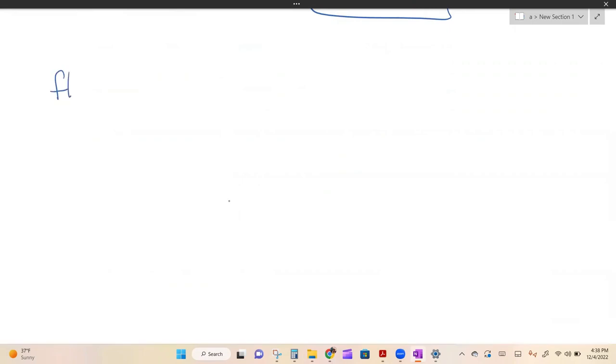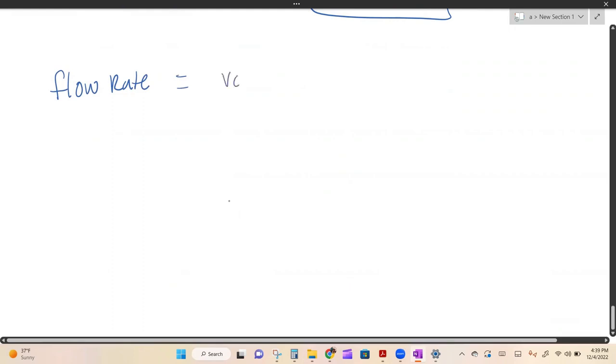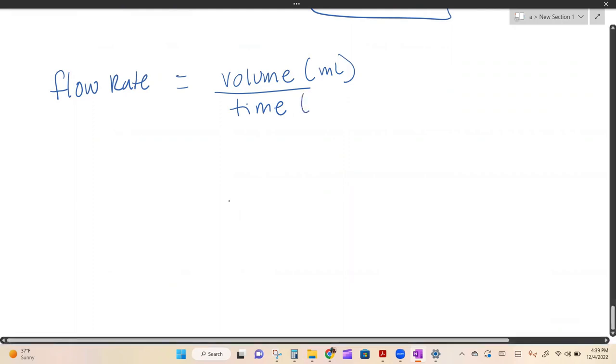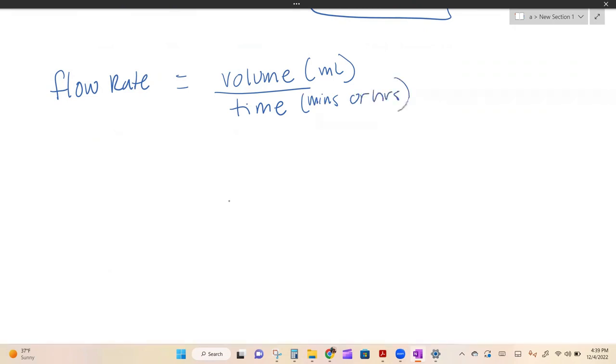So a flow rate is equal to volume over time. So volume should be in milliliters, and the time can be minutes or hours.